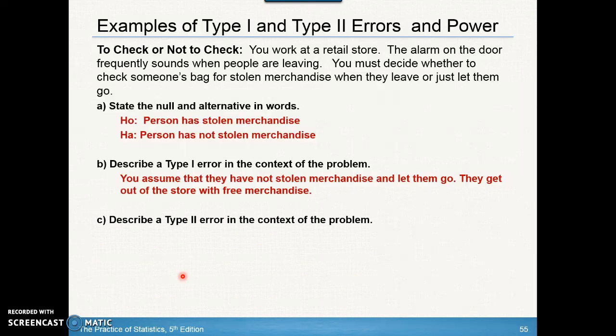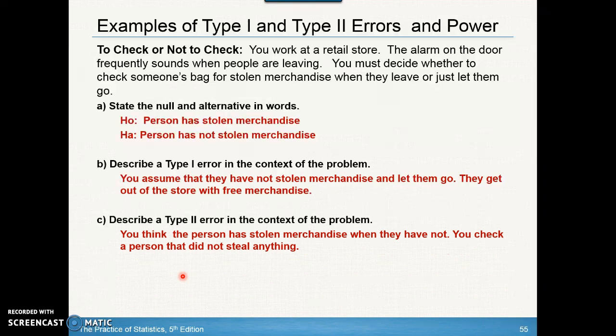What's a type 2 error in the problem? We're failing to reject the null when it's false. Basically, we're keeping the null, but it's not true. So we're keeping the null, that the person has stolen merchandise, but in fact they haven't stolen anything. So you check their bag and they didn't steal anything.